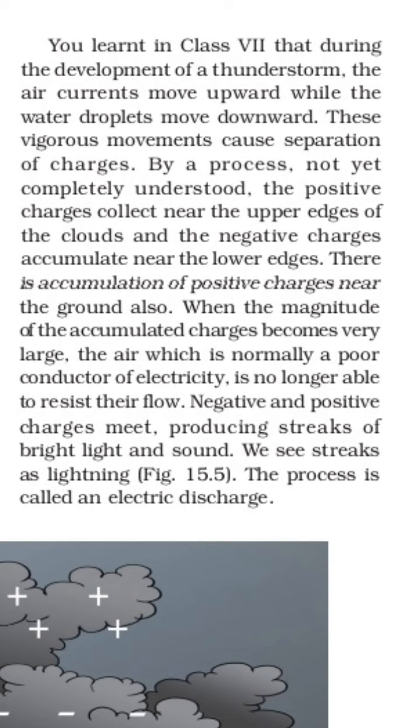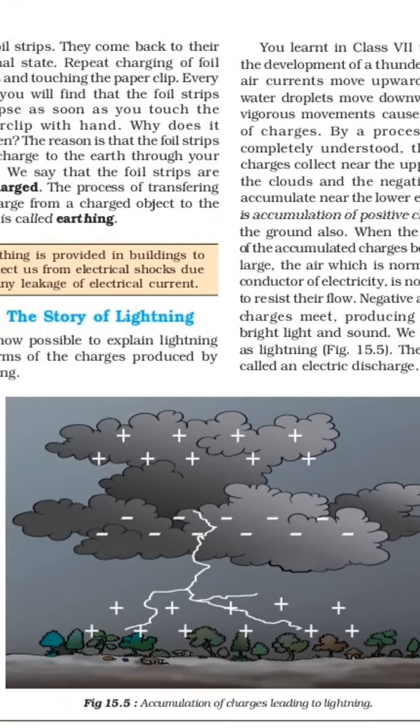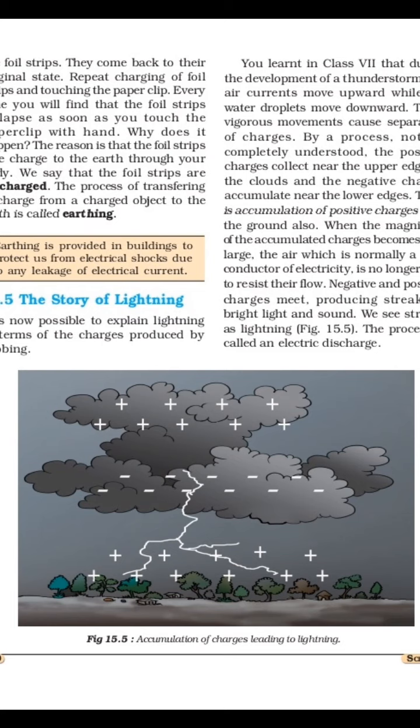The positive charges collect near the upper edge of the cloud and the negative charges accumulate near the lower edge, which is shown in the picture. See the picture. Here you can see positive charges accumulate at the upper edge of the cloud and negative charges accumulate at the lower edge of the cloud.